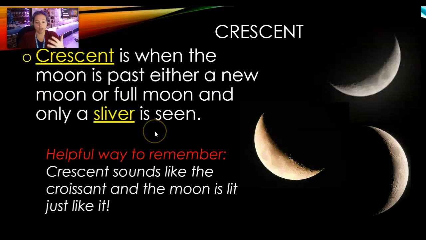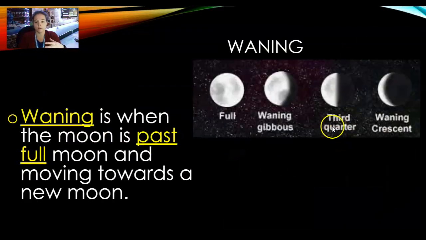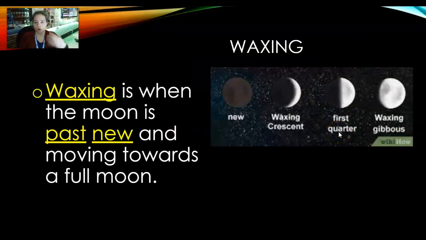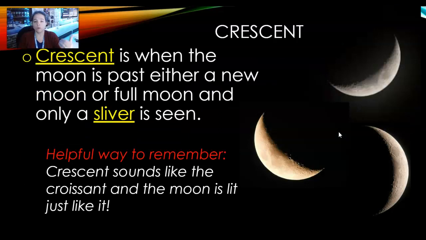So, as you can see, I'm going to flip back real quick. You've got gibbous and crescent and quarter on top of new and full. What do those mean? Well, crescent, think of crescent rolls. Those are C-shaped. So crescent is when the moon is past either a new moon or a full moon and only a sliver can be seen, all the way up to the quarter moon. It sounds like a croissant and the moon is lit just like it. So those look like the croissants. And those are both sides.